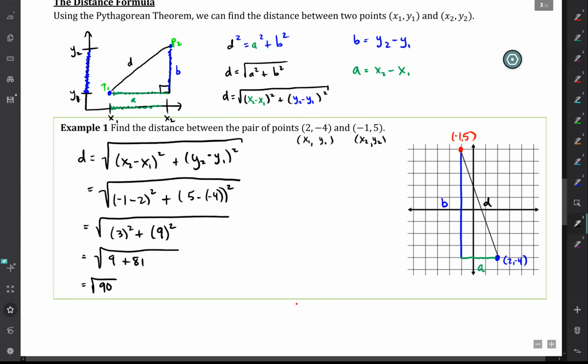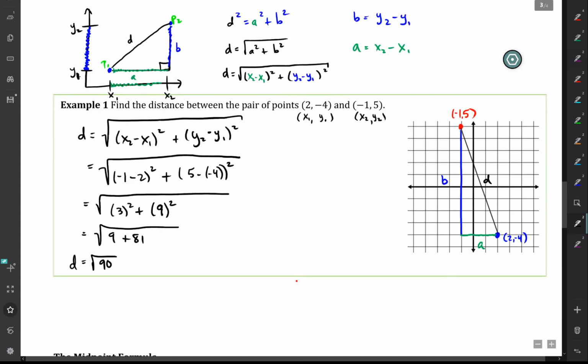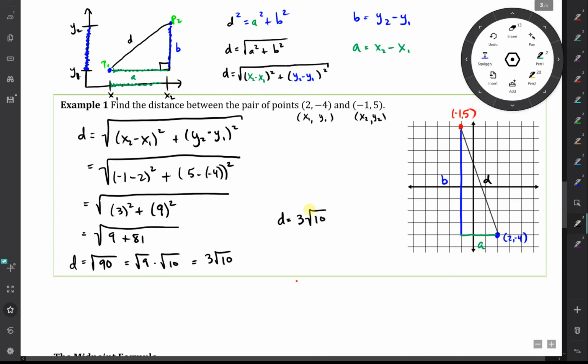Okay, now you might be wondering, how do I simplify this again? D equals square root of 90. Well, you can write that as square root of 9 times the square root of 10, which is 3 square root of 10. So I think my final answer would be that D is 3 times the square root of 10. That's the most simplified answer we can come up with.